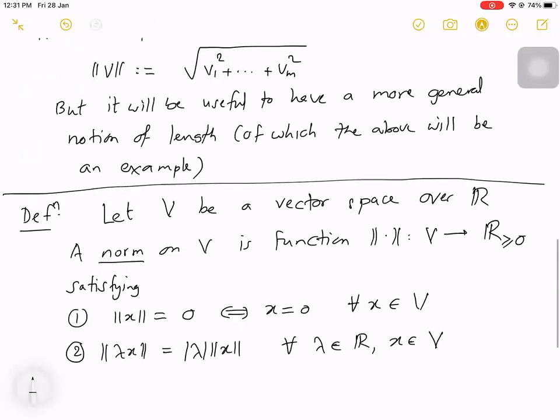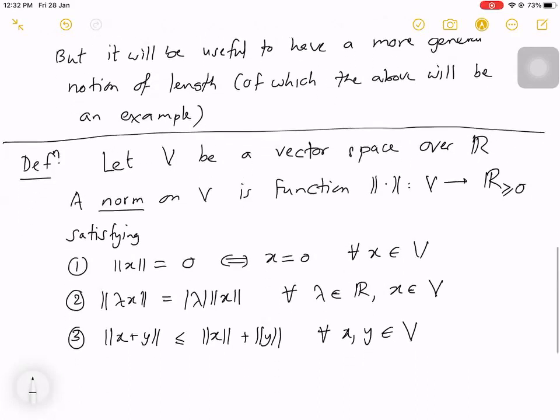Okay. And third, the all important triangle inequality, which is to say that if I take the length of x plus y, then that can never be greater than the length of x plus length of y, for all x and y in V. So this is the triangle inequality or subadditivity.